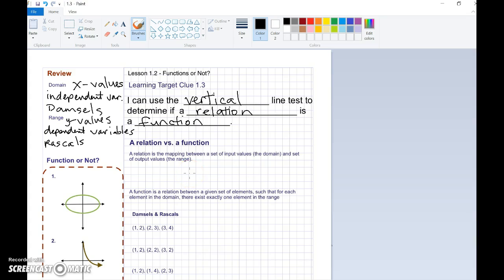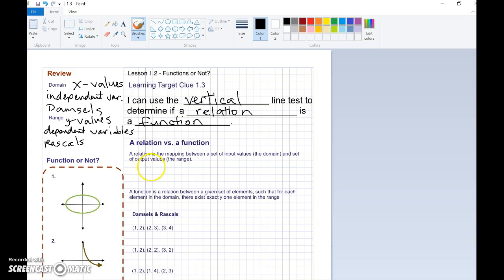All right, now let's go over back on our notes where it says a relation versus a function. Now let's read this together. A relation is the mapping between a set of input values, known as the domain, and a set of output values, known as the range. So all that means is that a relation is a collection of inputs and outputs. It's a collection of inputs and outputs, and they have something that connects them. They're in a relationship, okay?